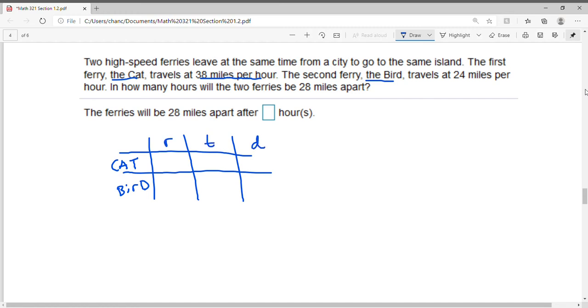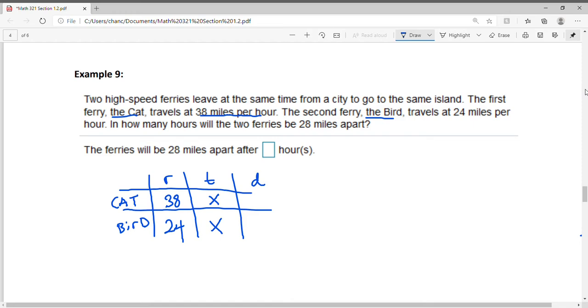Now we know the first ferry travels at 38 miles per hour, so this would be 38. The bird travels at 24 miles per hour, that would be 24. Now we don't know the time, so let's call that x, and we'll call that x as well because we don't know the time for them. Now we can multiply straight across to find the distance. We have 38x and 24x. Now we know the distance is not the same because one of them goes faster.